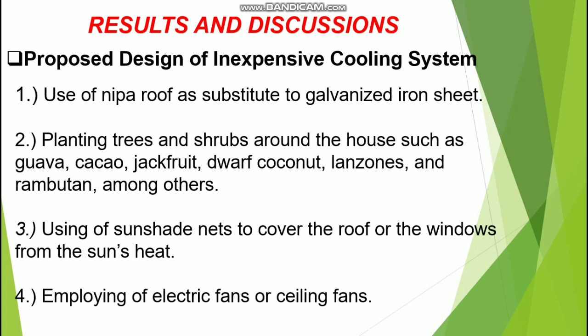Number 3, using sunshade nets to cover the roof or the windows from the sun's heat. According to Energy Efficiency and Renewable Energy 1994, shading devices absorb or reflect solar heat by blocking the sun's rays. By shading the home, indoor temperatures can be reduced by as much as 20 degrees Fahrenheit, which is equivalent to 11 degrees Celsius. External sun shading is said to reduce both the cooling load and the annual cooling requirement by a factor of 2, according to one study by Maliki 2011.